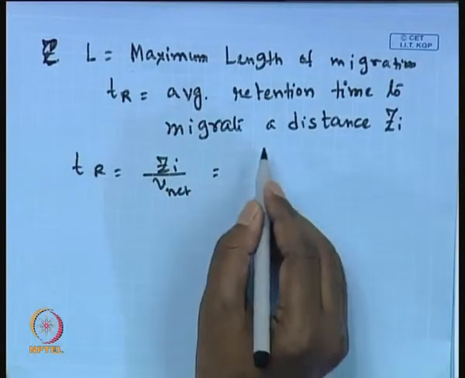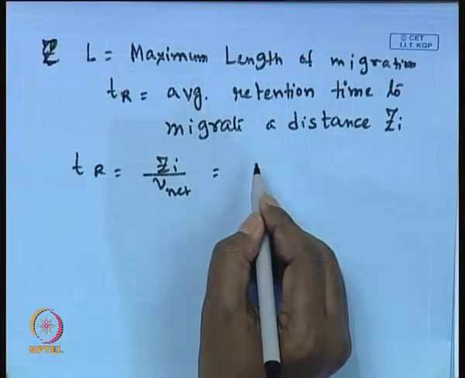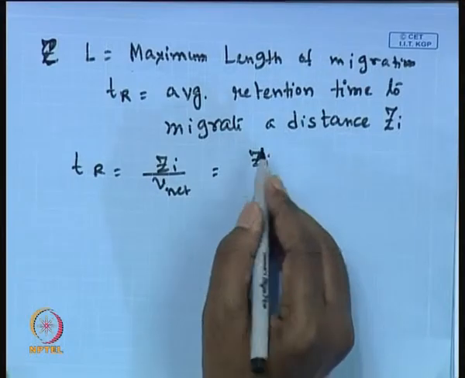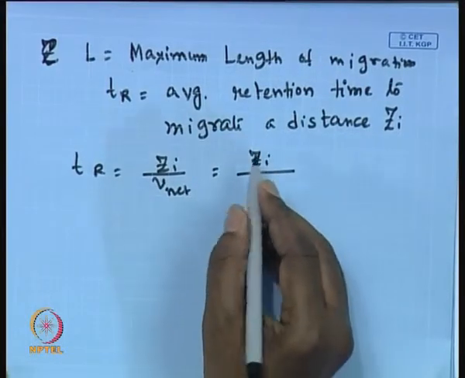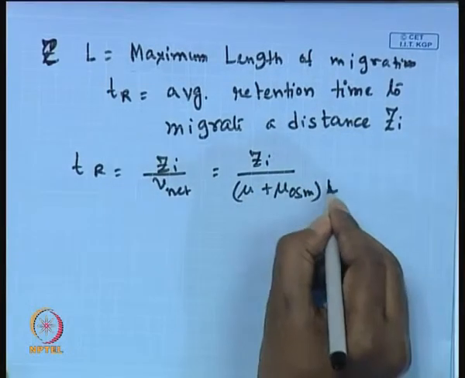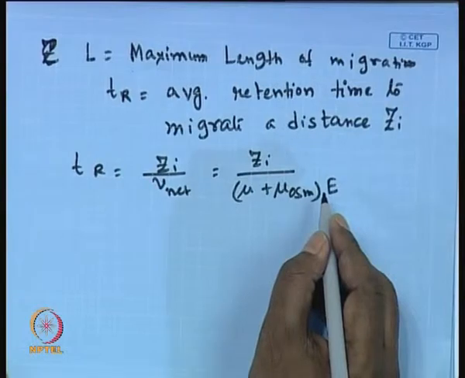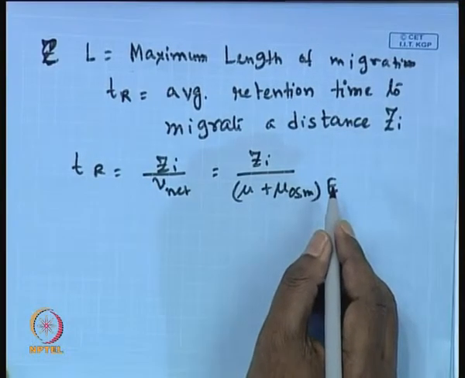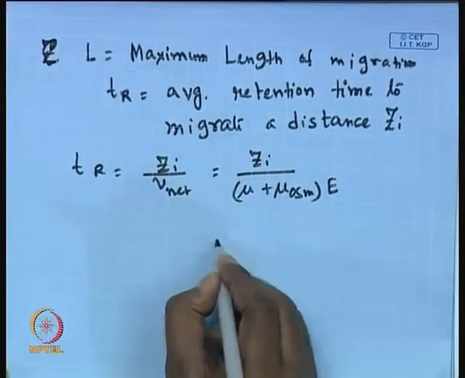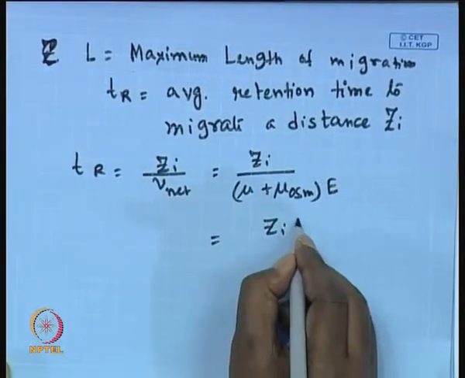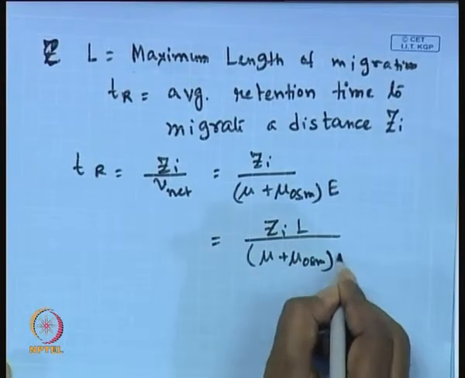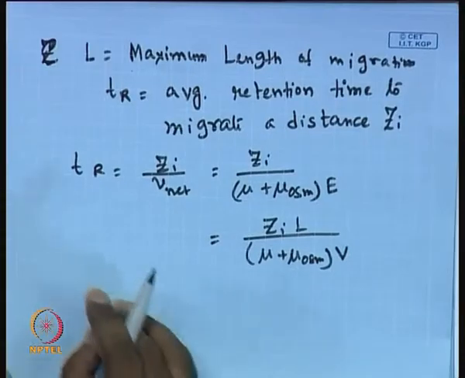So, if we put the expression, this becomes Zi and V net, I put mu plus mu OSM times E, and E I am going to substitute by V by L, because E is not the operating variable; the direct operating variable is voltage, and length is known to you. So, it will be Zi times L divided by mu plus mu OSM times V. So, E is replaced by V by L.